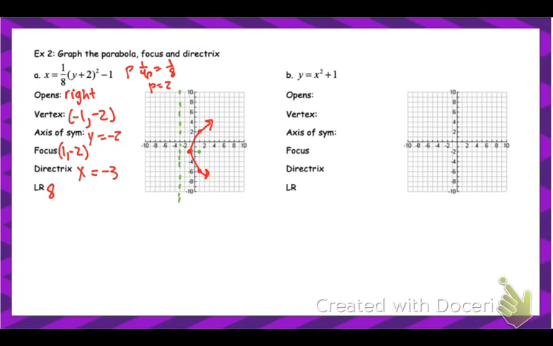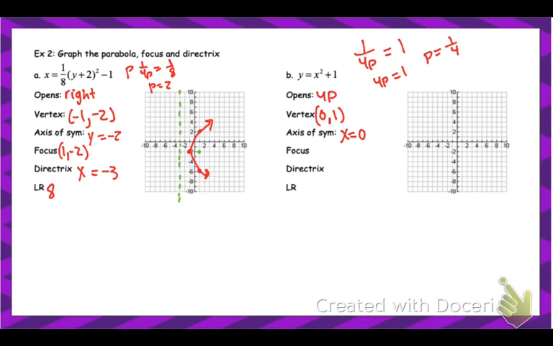All right, next one. You'll probably know this one without graphing the other parts, but I want to go ahead and find the focus and everything else on this one. We know it's going to open up because that's positive. We know the vertex is going to be at (0, 1). We know the axis of symmetry is going to be x equals 0. So now let's find our p-value. 1 over 4p is equal to 1. That means that 4p equals 1, so p is equal to 1/4.